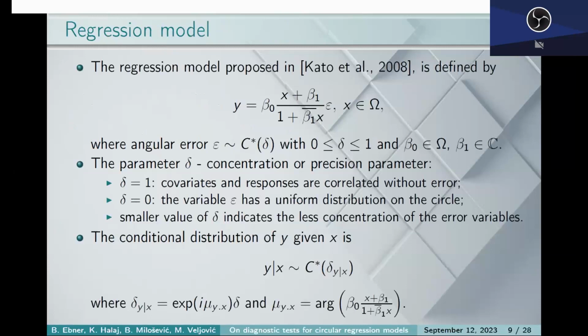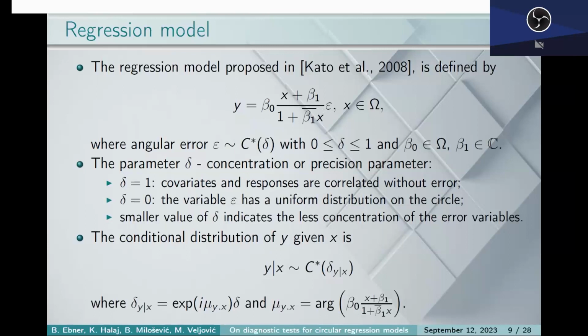Now we can see the regression model which we will use. This model was first proposed in the work of Kato et al. The covariate x and the parameters beta 0 and beta 1 are defined as previously, and the angular error epsilon follows a wrapped Cauchy distribution with concentration parameter delta. In this case, a smaller value of this parameter indicates less concentration of the error variable in the model.